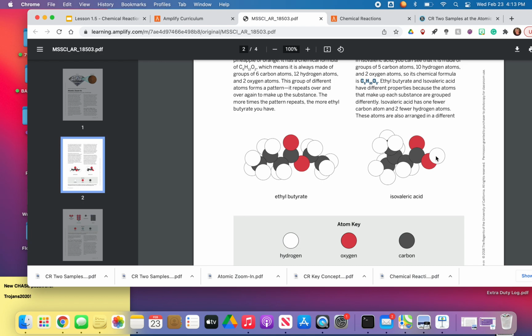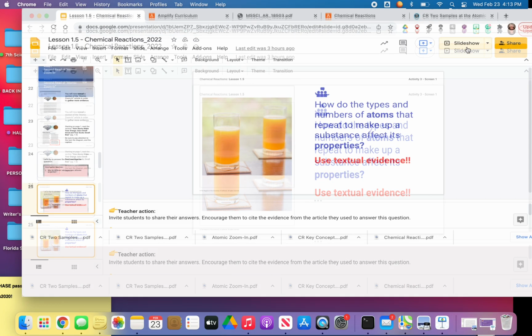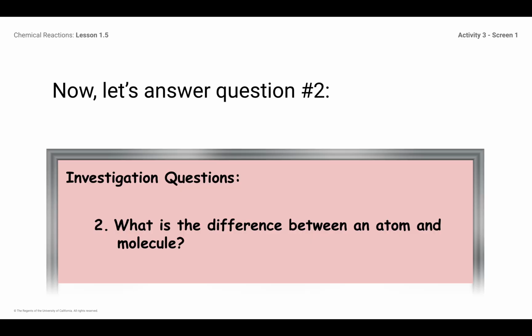So there's 2 parts to answer that question. Number 1, different substances have different properties because different atoms are used to make up those substances. And then number 2, they're arranged differently. Let's go ahead and take a look at my slideshow here. As we saw in the video, everything is made of atoms. Atoms and the groups they form are what give each substance its unique set of properties.